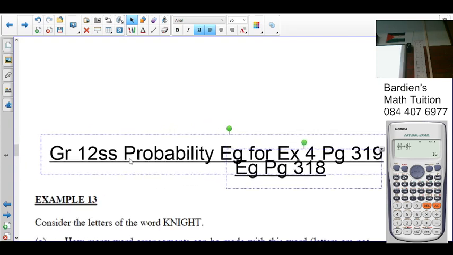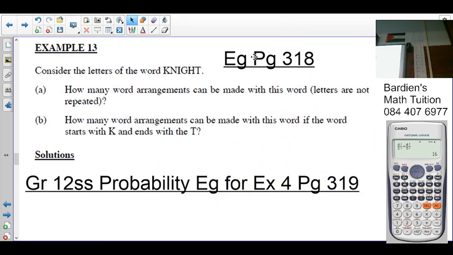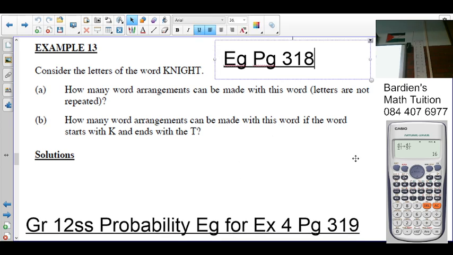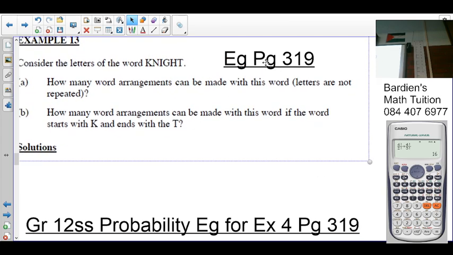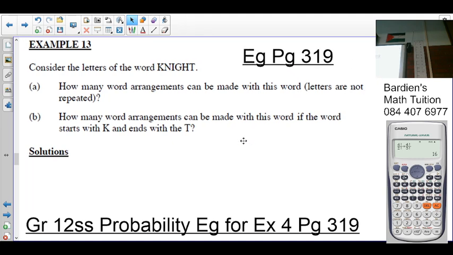Okay. People, let's look at example 13. Example 13 is on page 319. Consider the letters of the word knight. You all want a knight in shining armor, no? Yes. Not me, no? I'm not that way inclined.